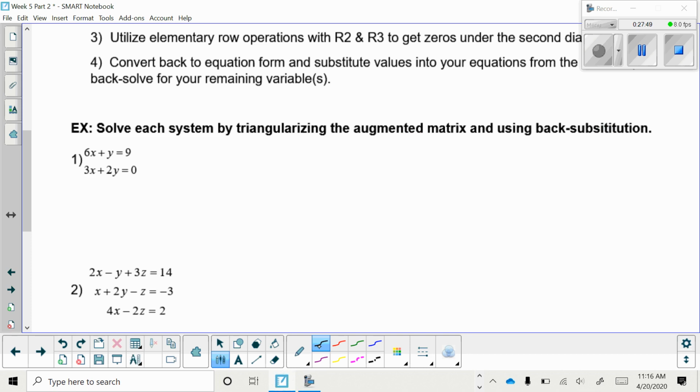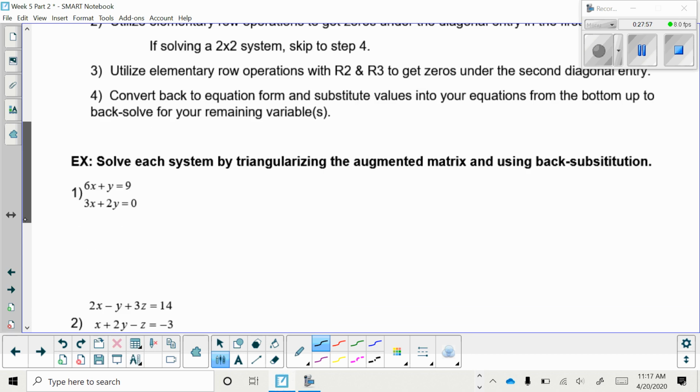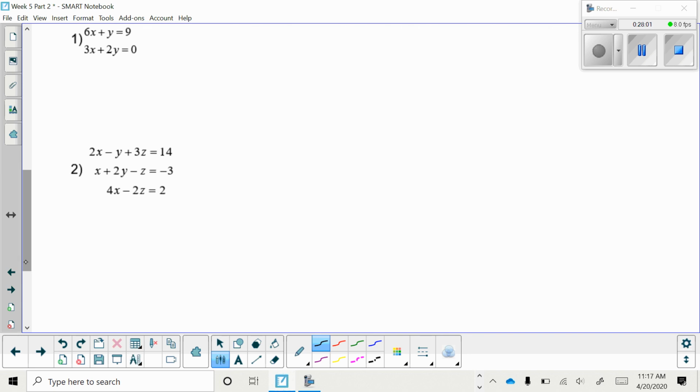Go back and look at step 1. It says, write your system of equations as an augmented matrix. So take a second and do yours. I'm going to do mine. Don't look at mine until you're done with yours, because you can't unsee what you've seen, and then you might feel like you know what to do when maybe you don't really.